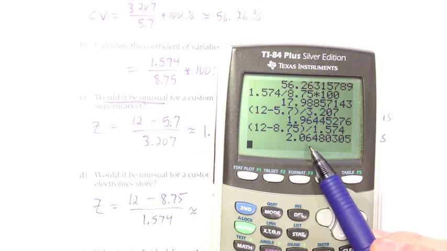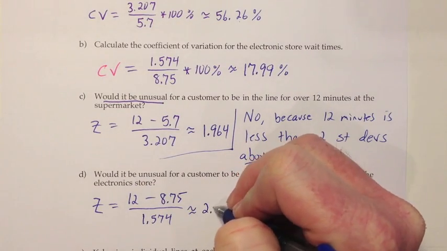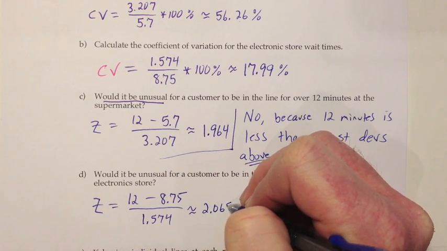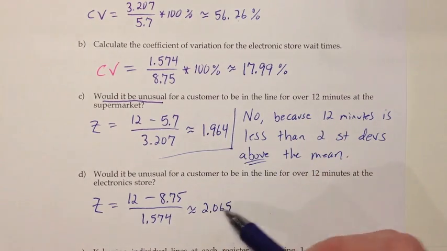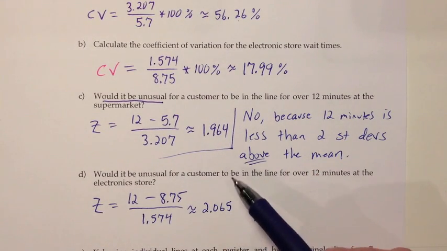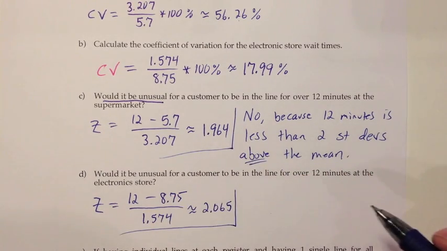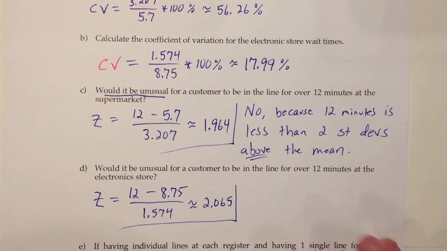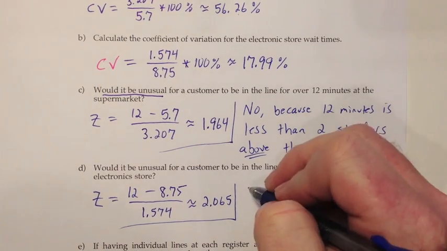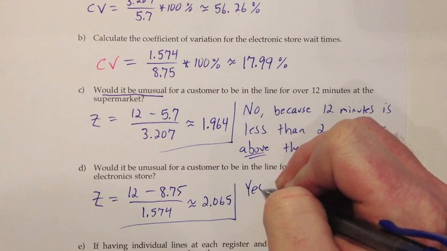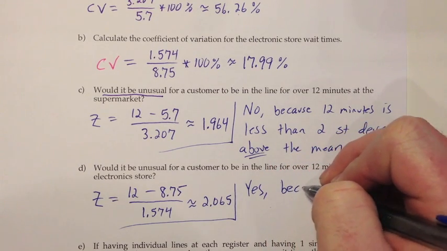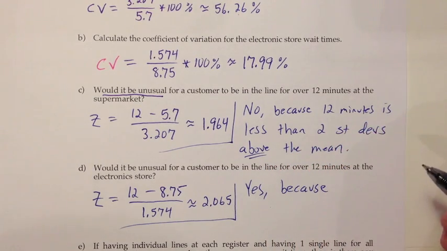So 2.065. There's not a huge difference between these in terms of the size of the numbers, 1.964 versus 2.065. But we had to draw a line somewhere, and we drew it at 2. This one is less than 2, this one is more than 2. So when they ask, would I be surprised, would it be unusual for me to be in line over 12 minutes at the electronics store? I'm going to say yes, because 12 minutes there is more than 2 standard deviations above the mean.